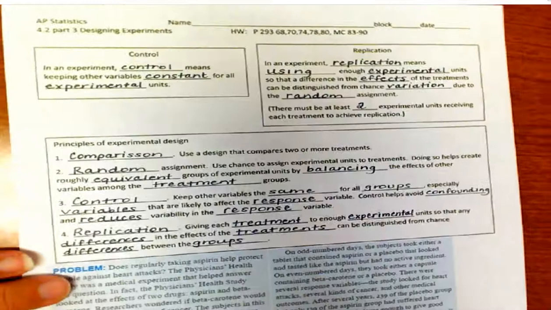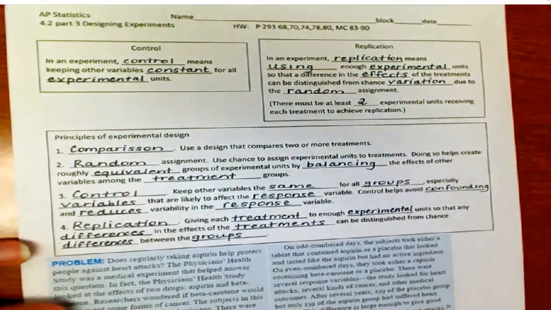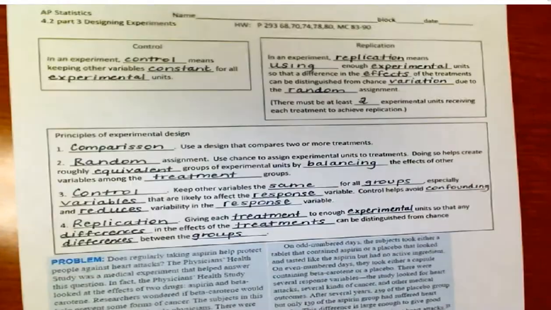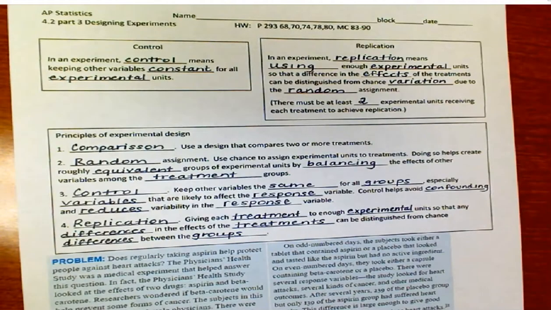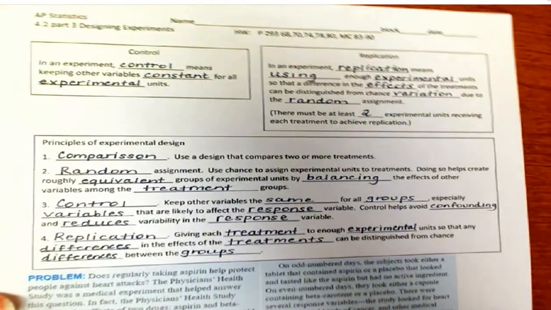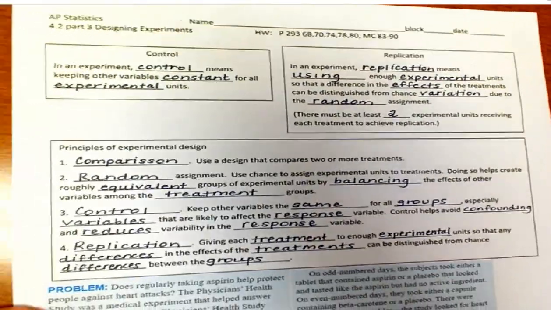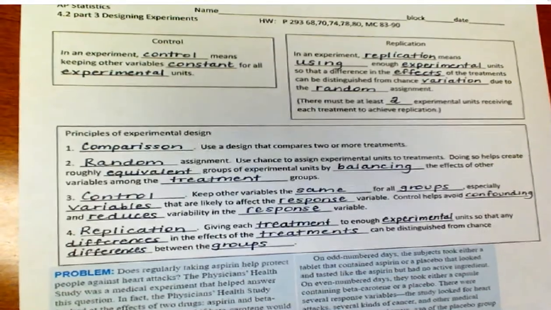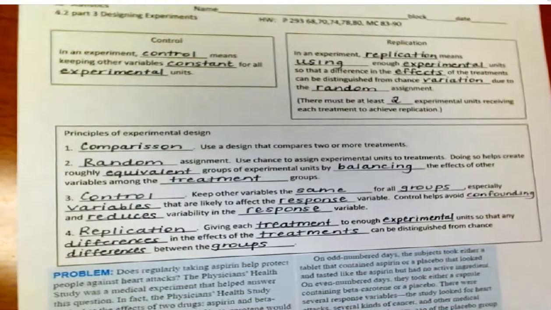So the first word we've talked about a little bit already is control. In an experiment, control means keeping other variables constant for all experimental units. So you want to have a control so that you can actually see that the treatments you're imposing are actually making a change in something.